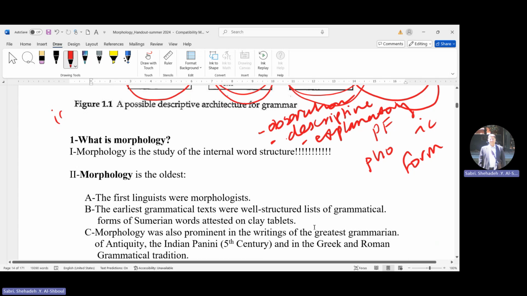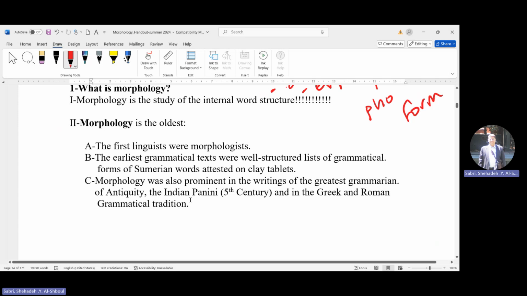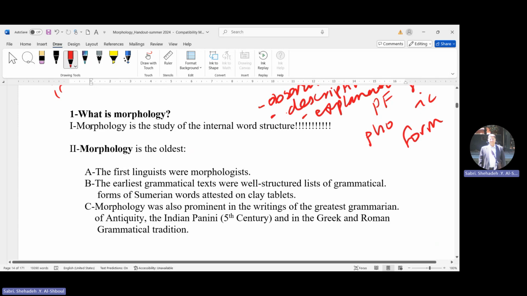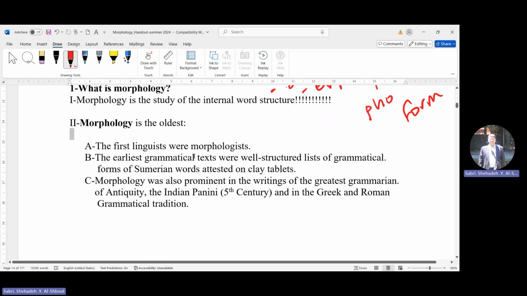So in this regard, we are going to talk about different definitions. Morphology here, typically, is the study of the internal structure. Morphology, is it the oldest or the youngest? Actually, it depends upon how we perceive or how we look at the notion of morphology.